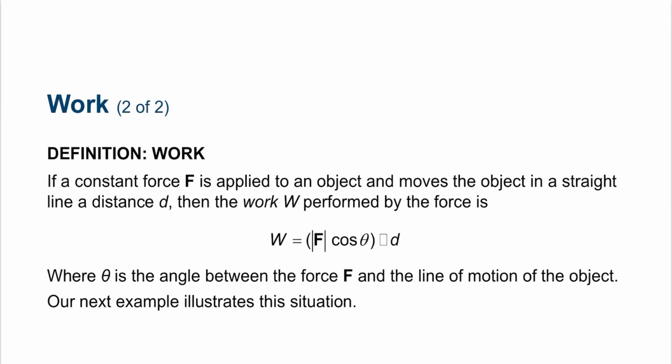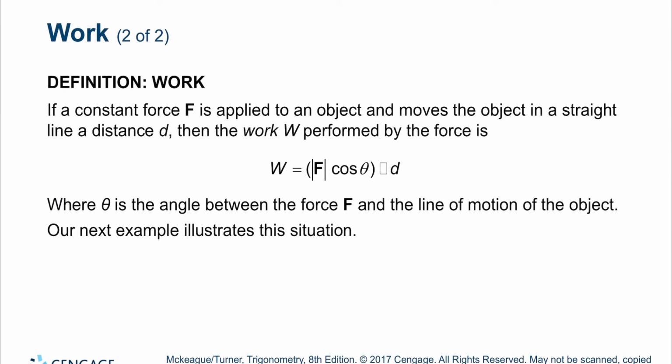All right, let's move on to the next one. They give us another formula here. Work. The definition of work: a constant force is applied to an object and moves the object in a straight line a distance d. Then the work W performed by the force is given by the magnitude of the force, basically the horizontal component of your force vector, times, this should be a multiplication, so I'm just going to put a little dot here, times the distance that you move something. And theta is the angle between the line of motion of the object and the force being applied.